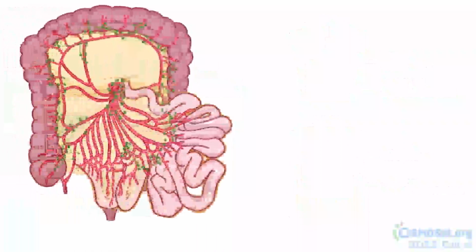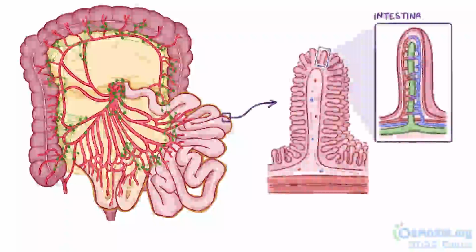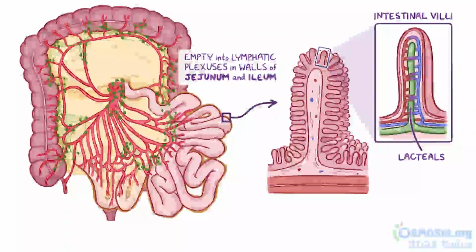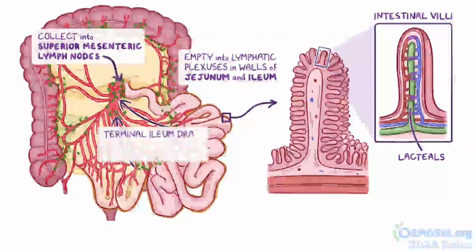Lymphatic drainage of the jejunum and ileum starts in specialized lymphatic vessels in the intestinal villi called lacteals. These empty into lymphatic plexuses in the walls of the jejunum and ileum, which drain into a variety of lymphatic vessels and nodes found in the layers of mesentery. Eventually, all these collect into the superior mesenteric lymph nodes. Furthermore, lymph from the terminal ileum drains into the ileocolic lymph nodes.